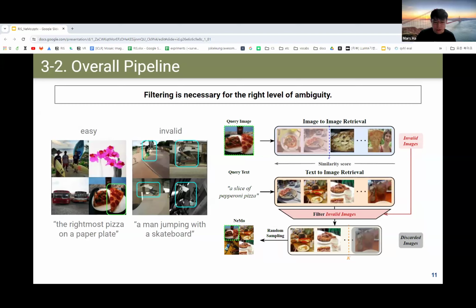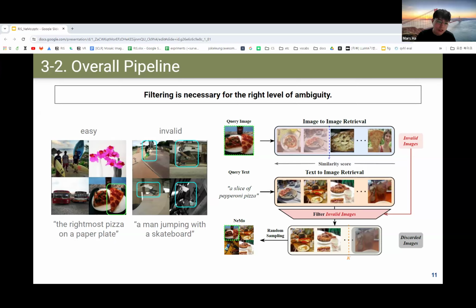So now, in order to retrieve visually similar images to create such negative mosaics, we use image text retrieval models like CLIP. To help the model learn better, what we need here is the right level of feature ambiguity, which means the augmented image should be neither too easy nor too hard. However, if we take any retrieved results, the mosaic might end up being too easy, as in the left case, or invalid, with multiple men jumping with a skateboard in one image, creating multiple possible answers, but not annotated as GT mask.